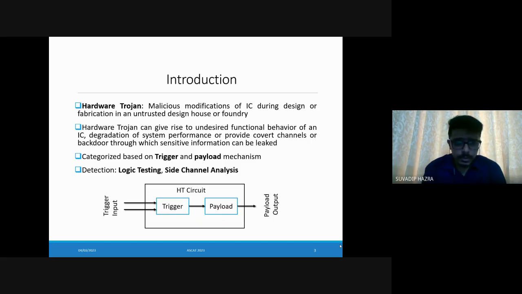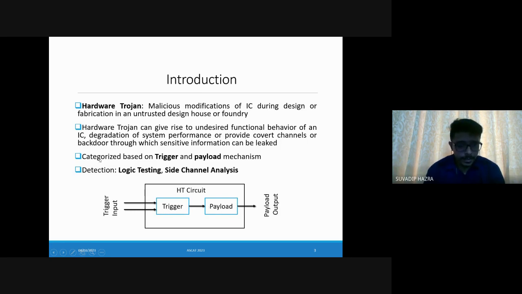So what is hardware Trojan? Hardware Trojan is nothing but a malicious modification of IC design, and this can be done by an adversary during the IC design or fabrication phase. The purpose of implanting a hardware Trojan may be different. Either it can degrade system performance, or it can provide some covert channels or backdoor through which sensitive information can be leaked. So this is the basic block diagram of a hardware Trojan, and it is activated by a certain triggering condition, and after activation it will cause some payload.